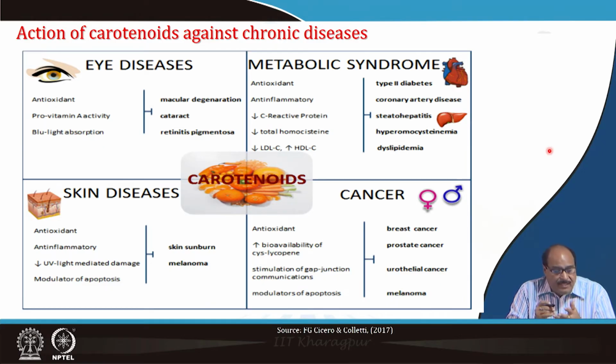Similarly, in skin diseases, their antioxidant and anti-inflammatory properties lower the UV light mediated damage. They give useful effects in skin sunburn, and melanoma is reduced, etc. Similarly, in cancers or metabolic syndrome, etc., these carotenoids help. So, the carotenoids are a very major class of compounds.